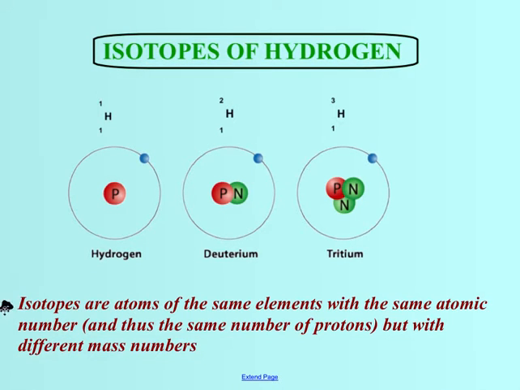Isotopes, and here's what you want to write, are atoms of the same element, but they have the same atomic number, meaning that they're going to have the same number of protons. So you can see I put that in parentheses. The same number of protons for the atomic number, but they have a different mass number. And so if you remember from the slide that I was just on, the mass number is the number of protons and neutrons. So the protons you see, if I'm looking at, these are isotopes of hydrogen.